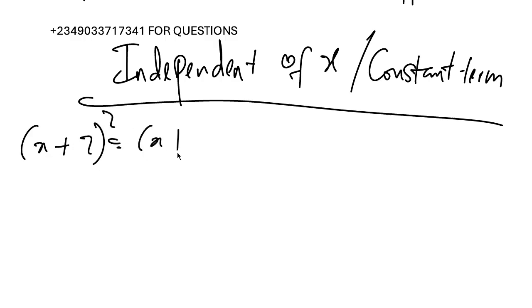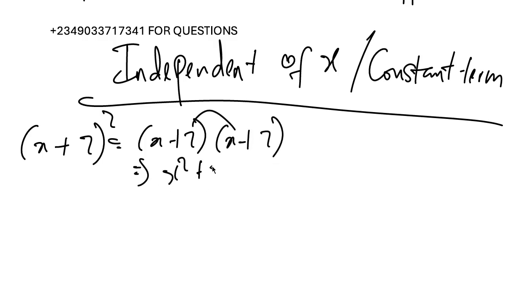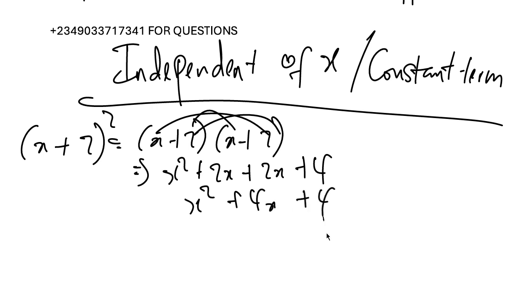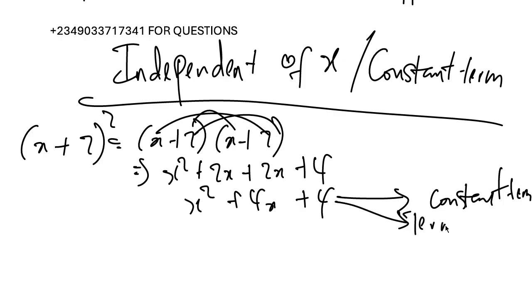(x + 2)(x + 2), which will be x squared plus 2 times x is 2x, x times 2 is 2x, 2 times 2 is 4, right? What do you get? x squared plus 4x plus 4. This 4 now is a constant term, or you can say the term independent of x.